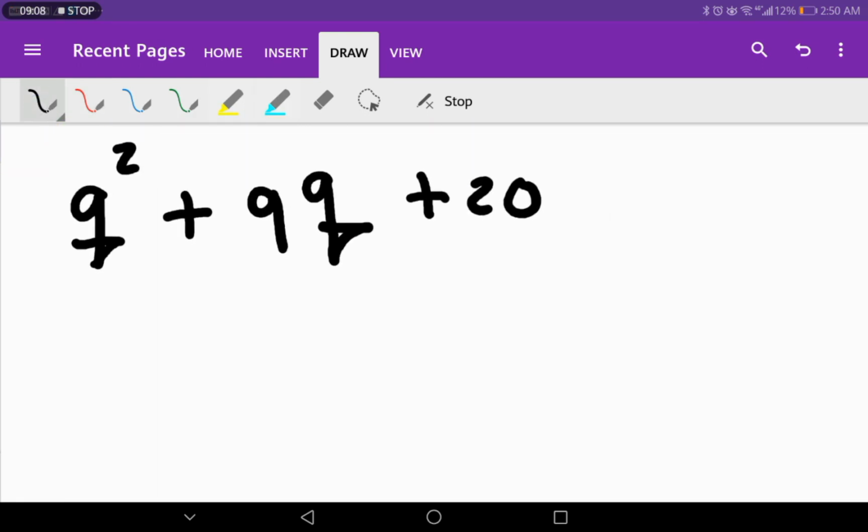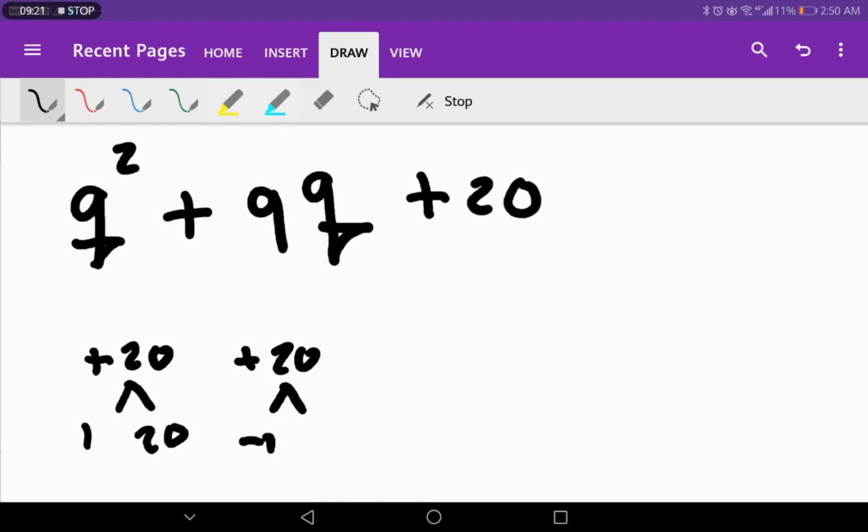Now, as you know, positive 20 comes from 1 multiply 20, or negative 1 multiply negative 20. Yes, or positive 20 comes from 2 multiply 10.